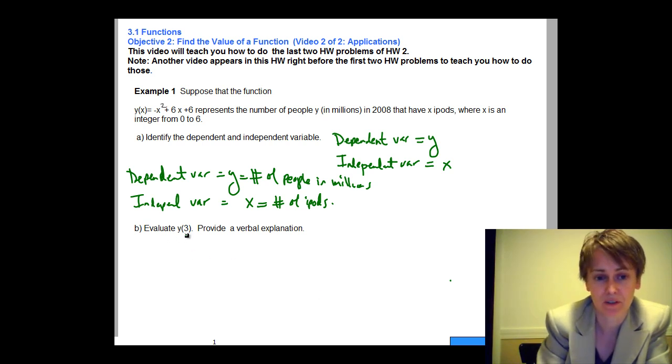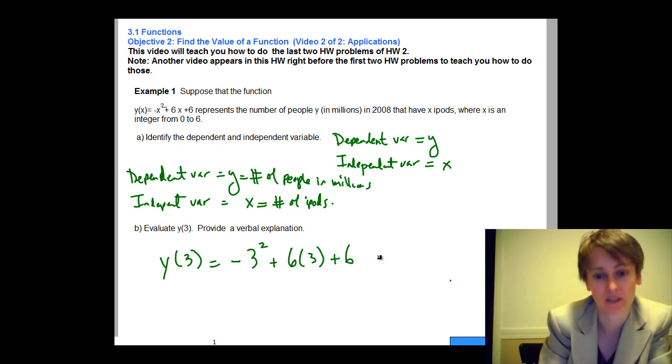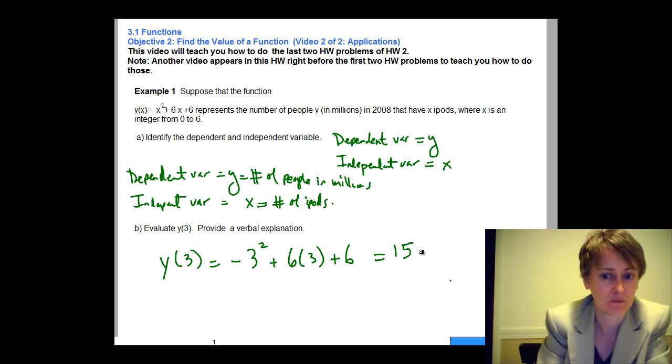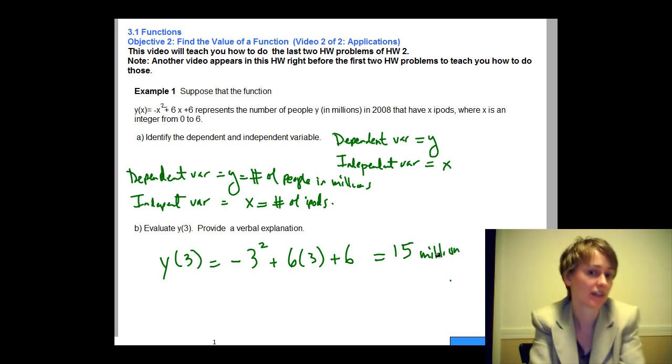Part B says evaluate y of 3, and then you have to provide a verbal explanation of what that means. Y of 3 is equal to the following. You're plugging it into the function up there. Negative 3 squared plus 6 times 3 plus 6. Well, when you work that out, you get 15. And what this stands for is 15 million people have 3 iPods exactly.